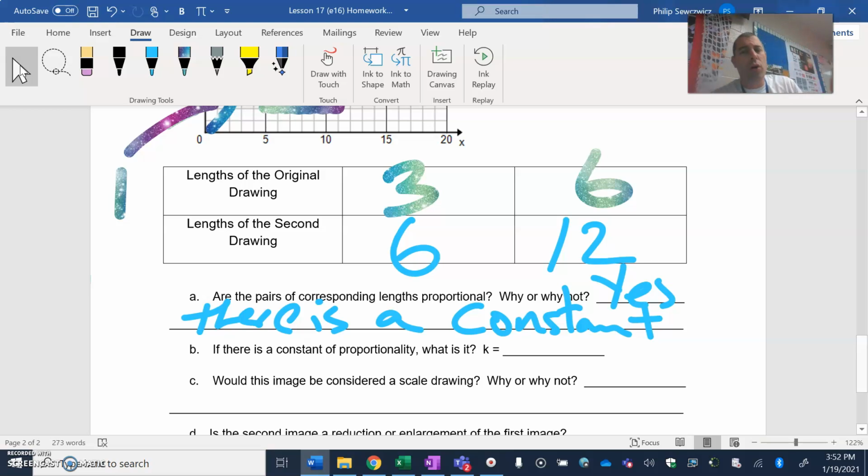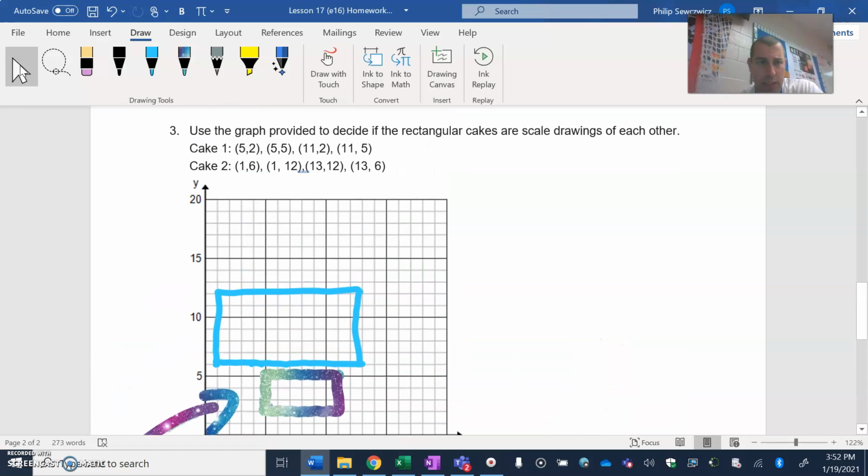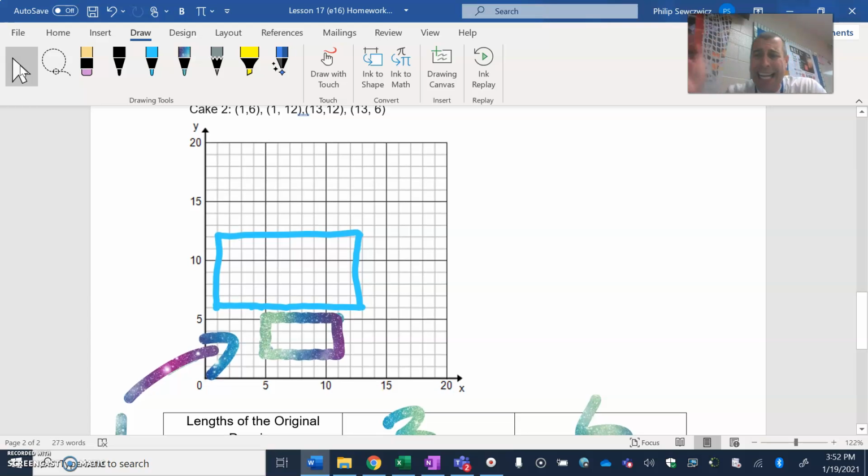Okay, so here's the thing. We do have to worry about the order of events. A lot of times students get kind of, they're like, well, wait a second. Am I going to do the 3 over the 6, the 6 over the 12? Should I do the 6 on top of the 3? What's the order? The best thing to look at is, did your picture get bigger? Yes, it did get bigger.